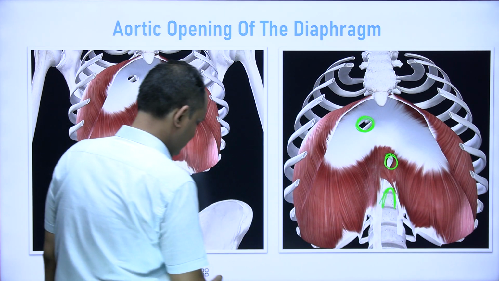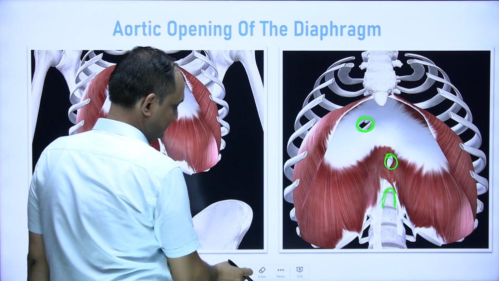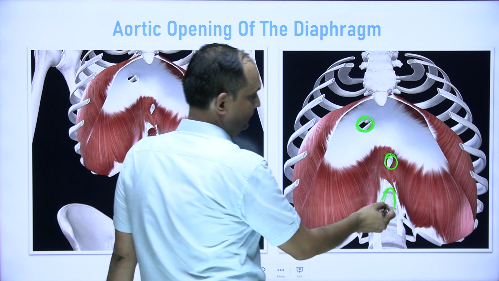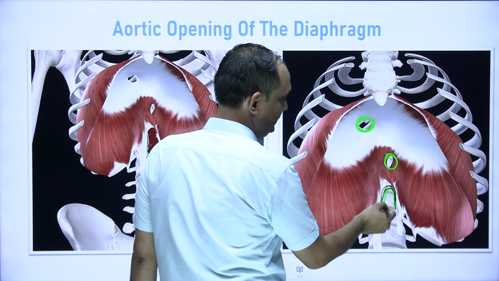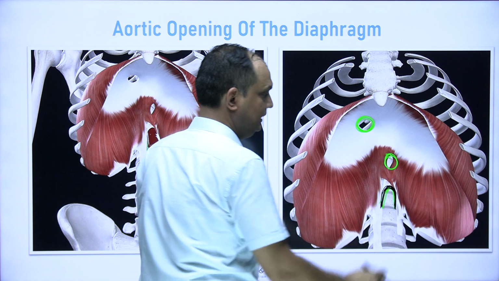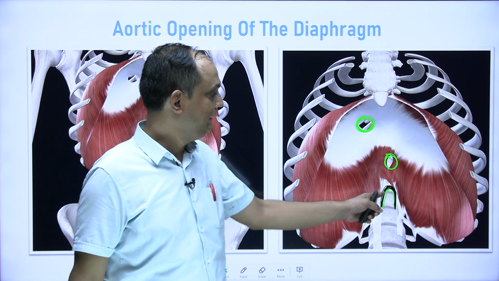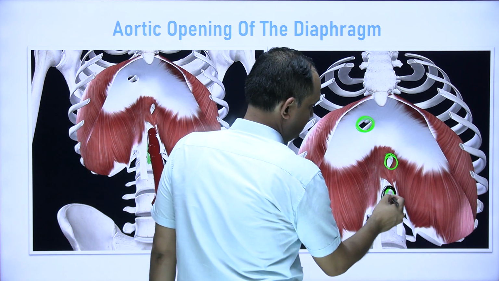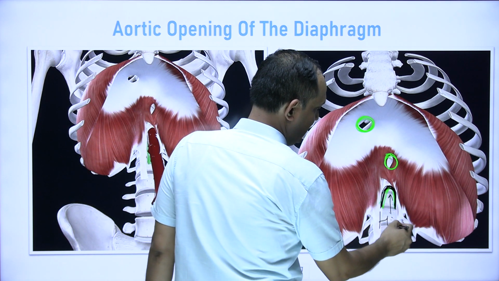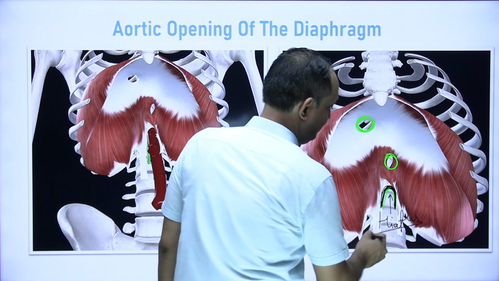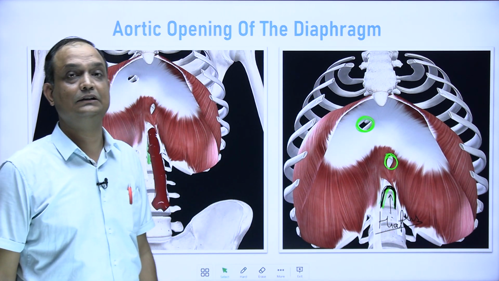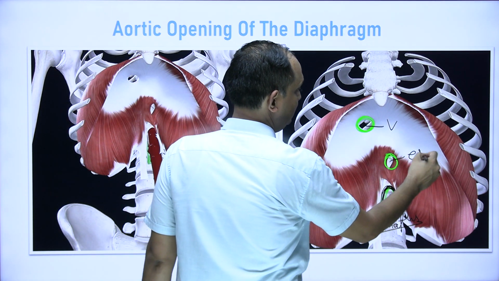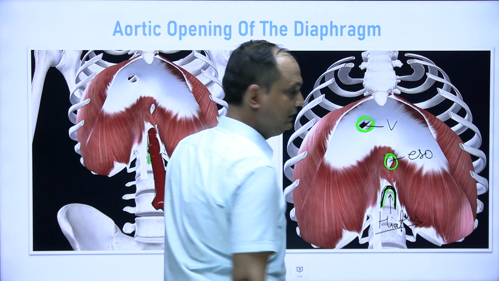My dear friends, you have to understand that the third opening, known as the aortic opening, is actually not an opening. It is a gap between the posterior margin of the median arcuate ligament of the diaphragm and the anterior surface of the vertebral column. That is why this opening is also known as a hiatus. Hiatus is a more proper word for this area rather than opening. So, you have the vena cava opening, the esophageal opening, and the aortic hiatus.